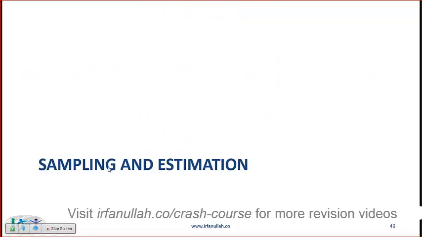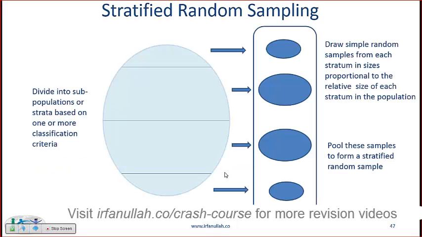All right, next, sampling and estimation. The idea behind a sample is straightforward. You have a population and you pull data from that population. If you divide this population into segments or strata, and then you pull a sample from each of these strata, then we call this stratified random sampling.